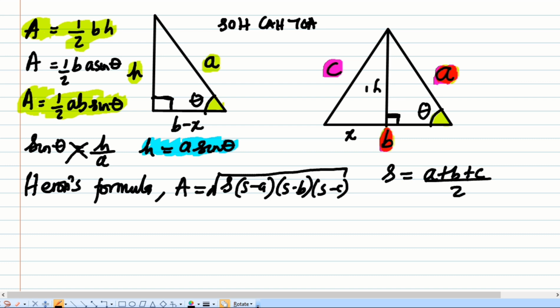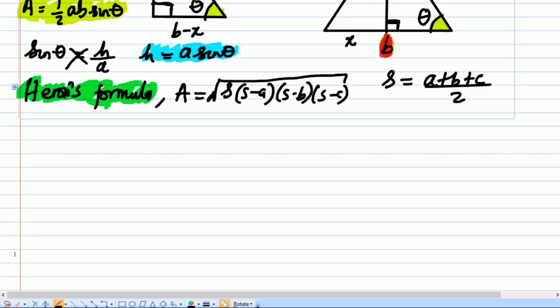So basically these are the three formulas we can use to find the area of any given triangle: half base times height, half AB sine theta, and then Heron's formula. Except maybe some special cases, of which we'll just consider one.